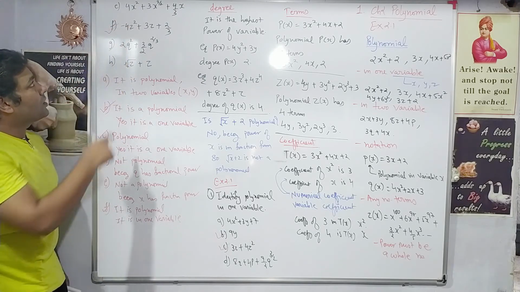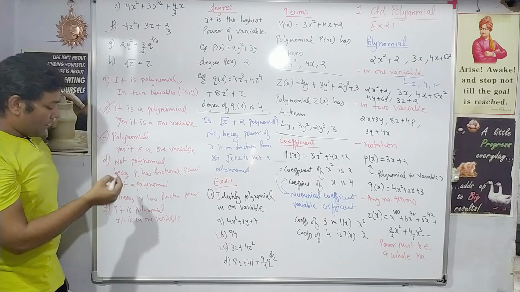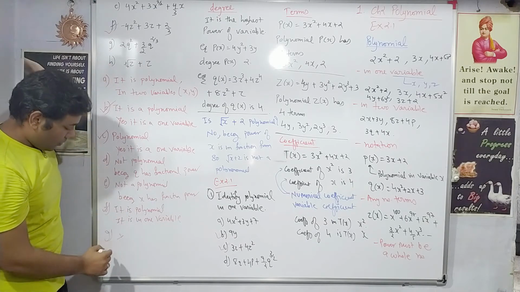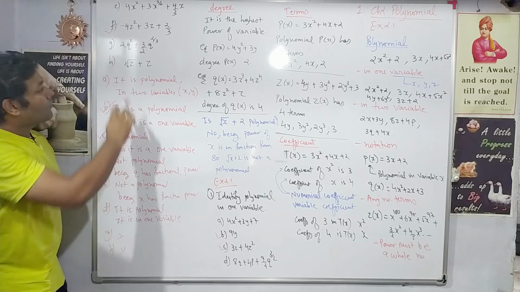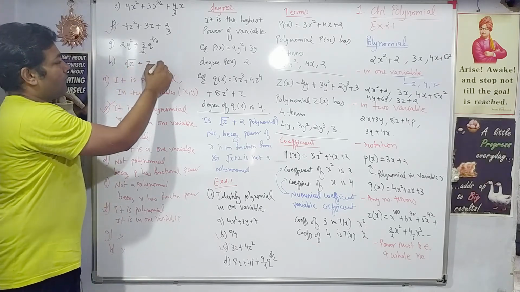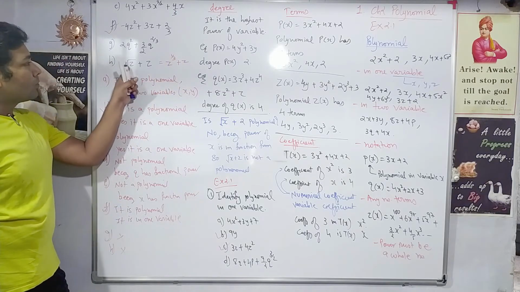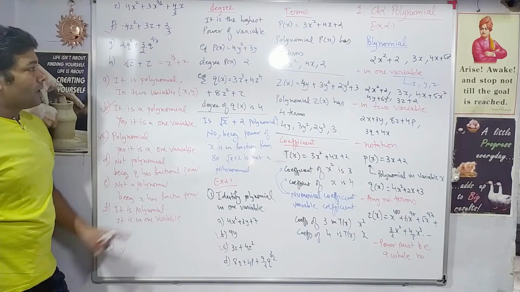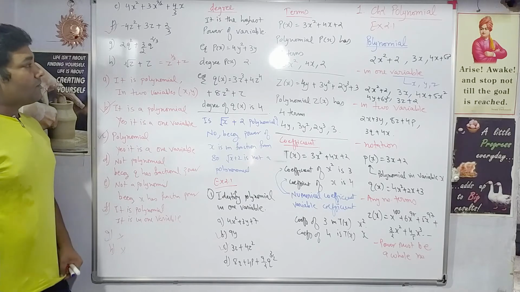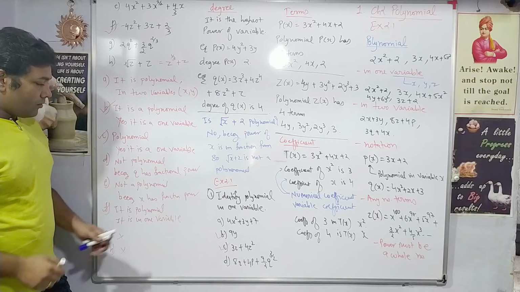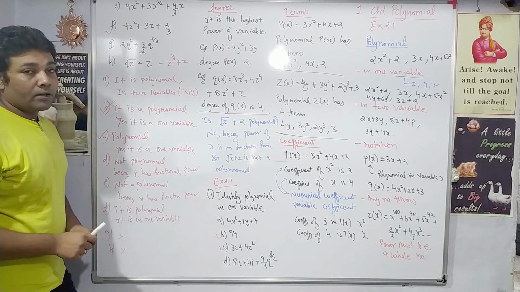Then G has a power in fraction, so it is not a polynomial, correct. H also has a power in the fraction. If you convert this into the fractional form, it can be written as z to the power 1 by 3 plus z, because cube root is power 1 by 3. So here the power is a fraction, so it is not a polynomial, right? So that is the answer to the first question.